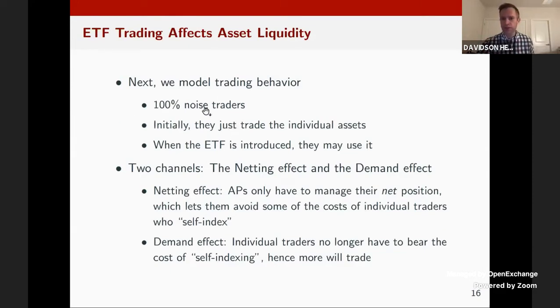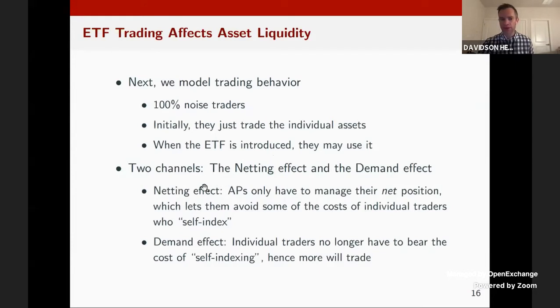Initially, the traders in our model are trading the individual assets, and they can also so-called homemade index, in the sense that if they're interested in tracking the index for some reason, they can do it by themselves in a homemade way. And then when the ETF is introduced in the model, traders can, but are not required to, make use of it. So what comes out of the model is that there are basically two effects of introducing the ETF into the market.